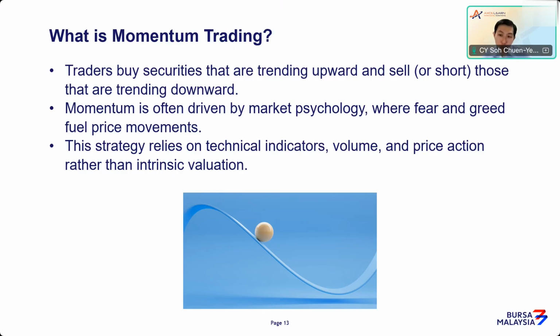So when traders get excited and greedy, okay, they buy more, they push price even higher. And when they panic or get fearful, they sell, causing prices to drop. So for example, like yesterday, what we call a Black Monday for this year, where the FKLI dropped by more than 60 points.